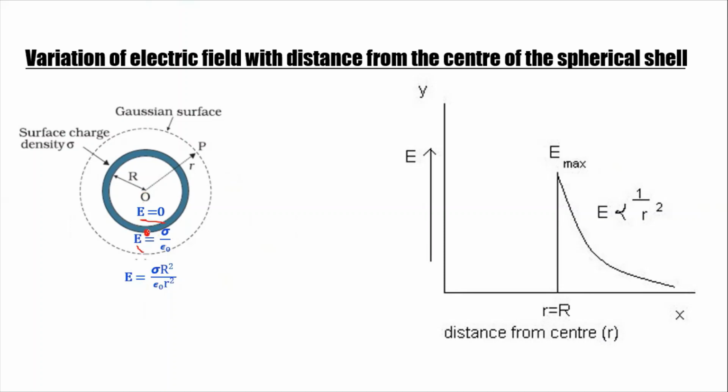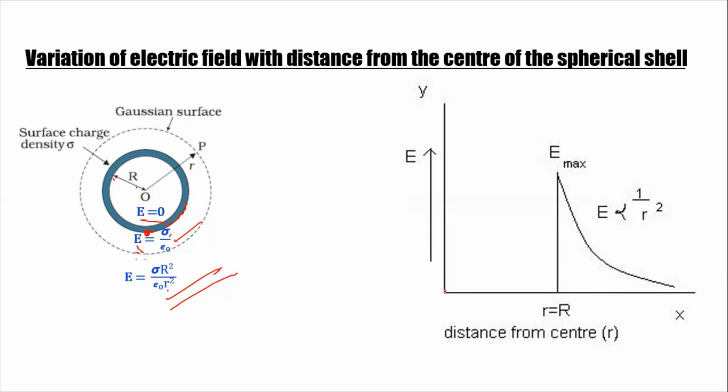On the surface of the shell, E is equal to sigma by epsilon naught. And at a point outside the surface of the spherical shell, E is equal to sigma R square by epsilon naught small r square. R is the radius of the shell and small r is the radius of the Gaussian surface. Now, this is the graphical representation.